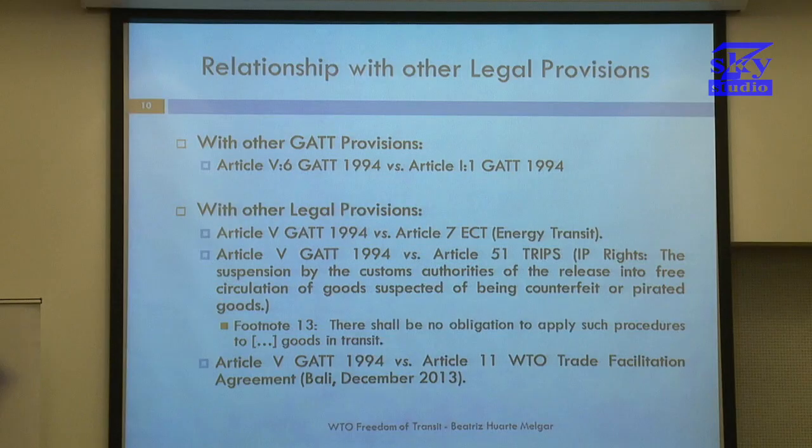In relation to energy transit, the relationship between the Energy Charter Treaty and the GATT is established by Article 4 of the Energy Charter Treaty, which establishes the non-derogation of the GATT provisions. Accordingly, the energy transit provision of the ECT, which is Article 7, must not derogate from Article 5 of the GATT, which is the freedom of transit.